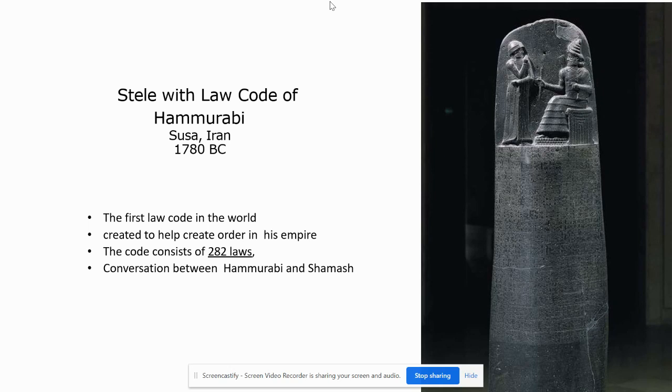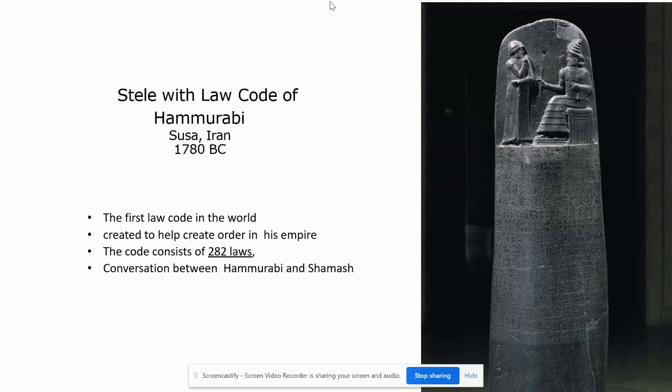So before this, there were no set established laws for the entire empire. With Hammurabi, we see it literally carved into stone. Now, the code consists of around 282 laws, and these laws can seem sometimes very draconian to us, and sometimes they are quite progressive for their times. These are literal an eye for an eye sorts of laws.